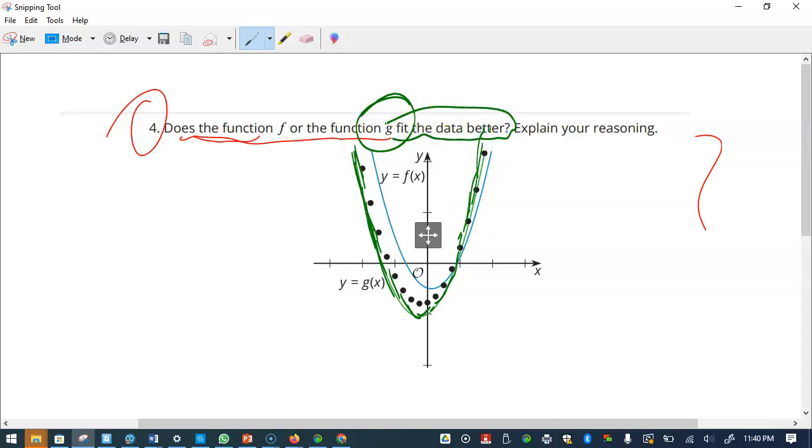Both functions show the overall trend of the data, but g matches the data better because the points are closer in general. So you can see these are all closer in general to the graph of g than they are to the graph of f. So g is where they are closer. That's all you're supposed to write. I want you to write this in your own English words for this graph.